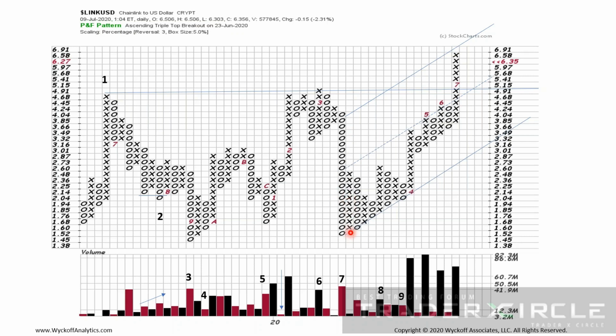On the next bar, in fact, we see a huge automatic rally. But the bias of the formation is still not clear. What do we see next? This is a sign of strength bar, followed by an LPS, a last point of support.